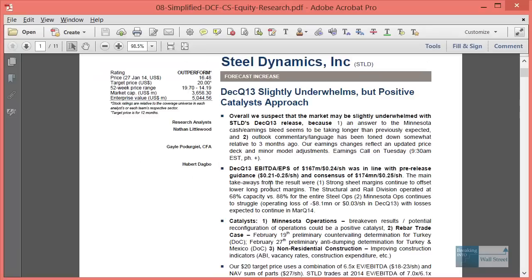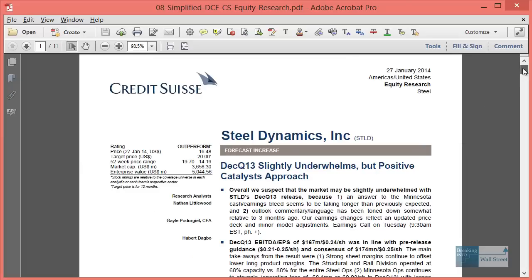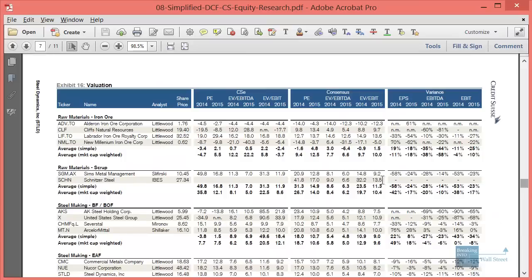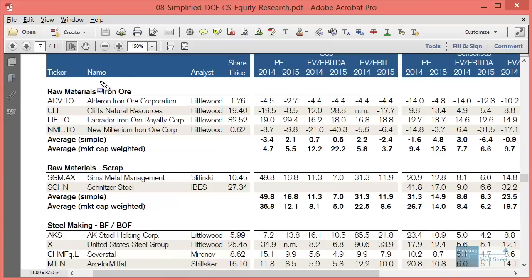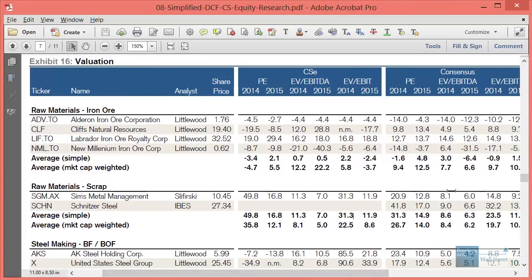So with our example here, with Steel Dynamics, for example, we might find an equity research report or other industry sources on the company. And then we might find, if you scroll down here, other sets of comparable companies. So here we have other companies that produce iron ore, other companies that produce scrap, other companies that are in the steelmaking industries. And we could look at these and say, okay, well, the average enterprise value to EBITDA multiples are 6.6x and 7.7x, and then 6.2x and 8.4x.